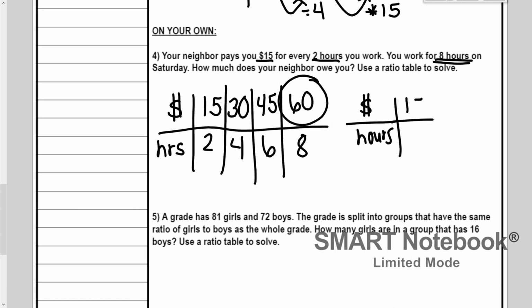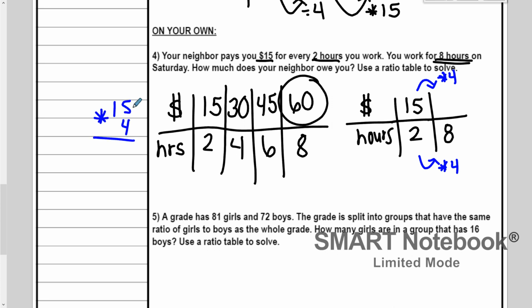You can go from $15 for 2 hours straight to 8 hours by multiplying by 4. So you could take 15 times 4. 5 times 4 is 20. 4 times 1 is 4, plus the 2 is 60. So you could do it that way as well to get your 60. Either way would be correct on a quiz or test.